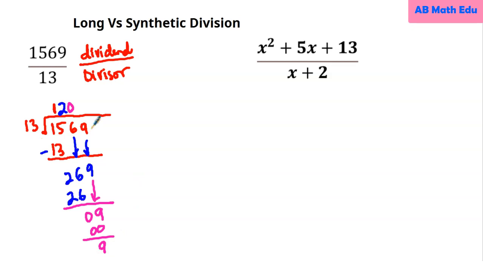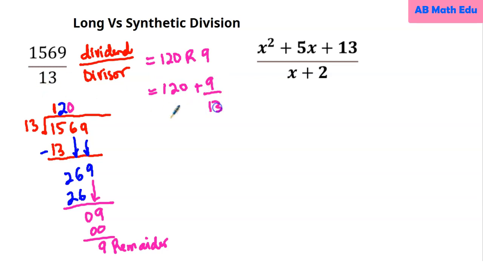So here, that is telling us that when we divide 1569, we are going to get 120. Okay, so whatever is here, that's what we call the remainder. The remainder is 9, in which you can also write it as 120 plus 9 over the divisor. Now we are going to extend this one to do the long division.